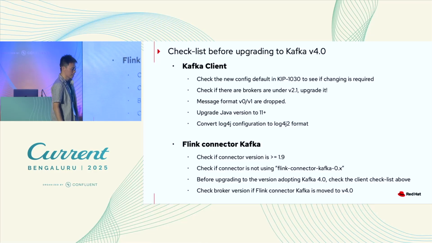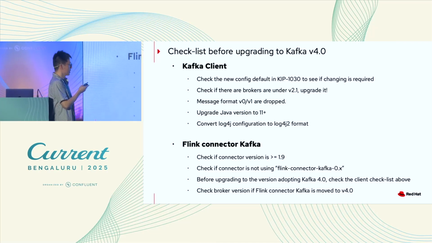Finally, Kafka clients. Again, check the default value changes in KIP-1030 to see if any change is necessary. And upgrade your broker version to 2.1 or later in case some errors will be thrown. And please remember, message format 0 and 1 is dropped, and upgrade your Java version to 11. And look for Log4j configuration.